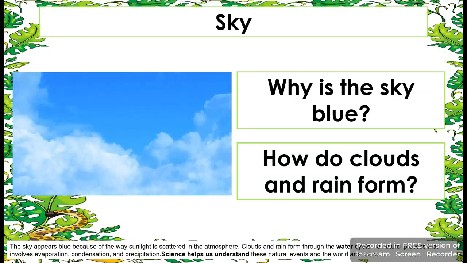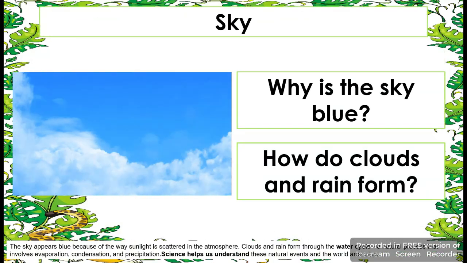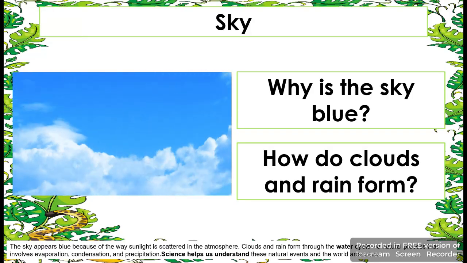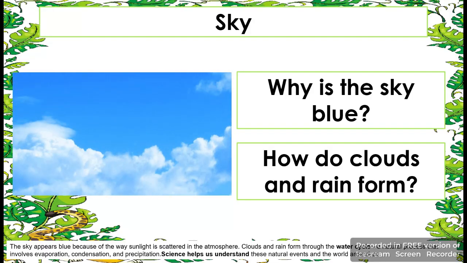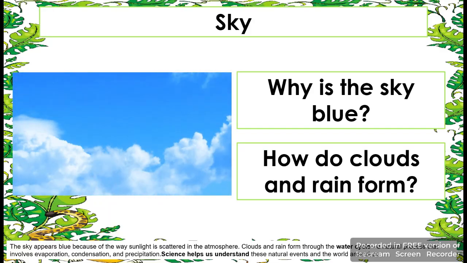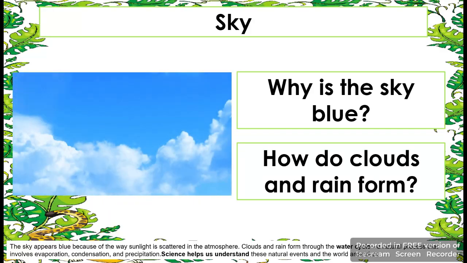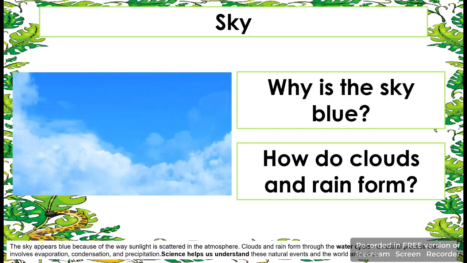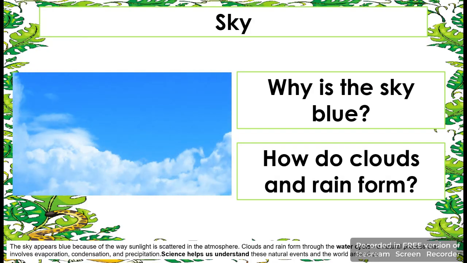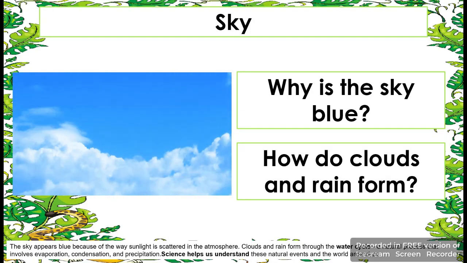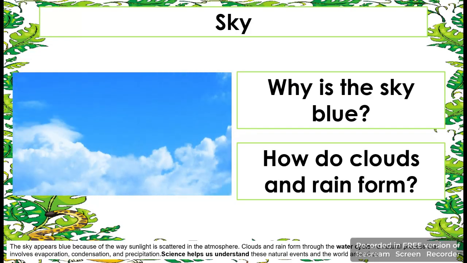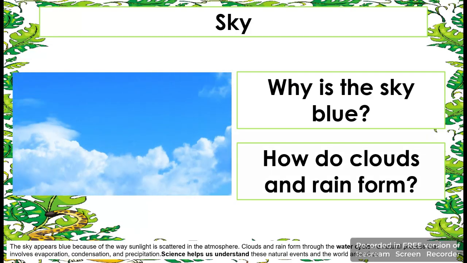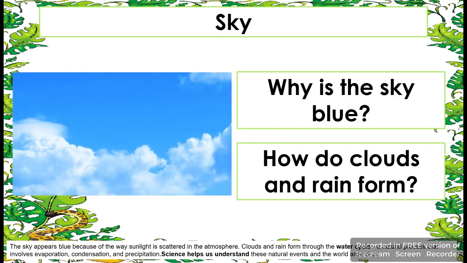Next is the sky. Why is the sky blue? How do clouds and rain form? The sky appears blue because of the way sunlight is scattered in the atmosphere. Clouds and rain form through the water cycle, a natural process that involves evaporation, condensation, and precipitation. Science helps us to understand these natural events and the world around us.